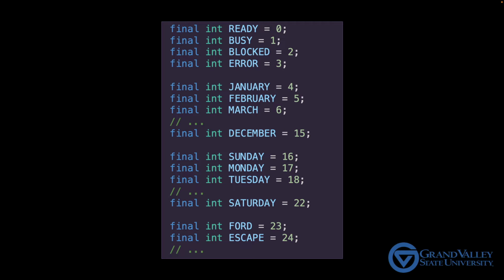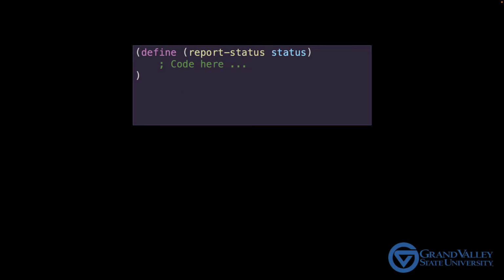Languages derived from LISP, including Scheme and Kawa, automate this process by allowing you to use any symbol as a value. For example, suppose I have a function called report status. The actual behavior of this function isn't important. The only thing you need to know is that we tell this function whether the status is ready or blocked or error or whatever. So when I call the function, I can pass the status this way.